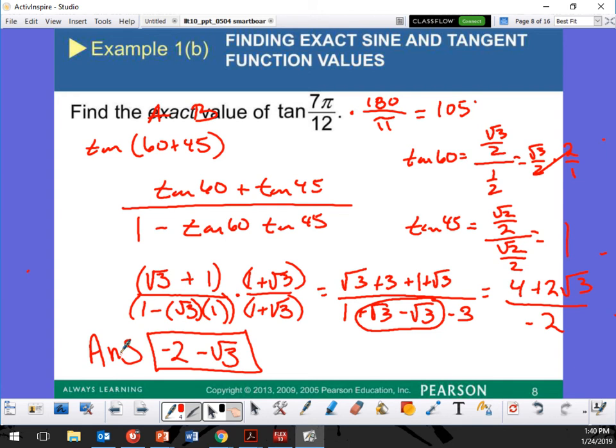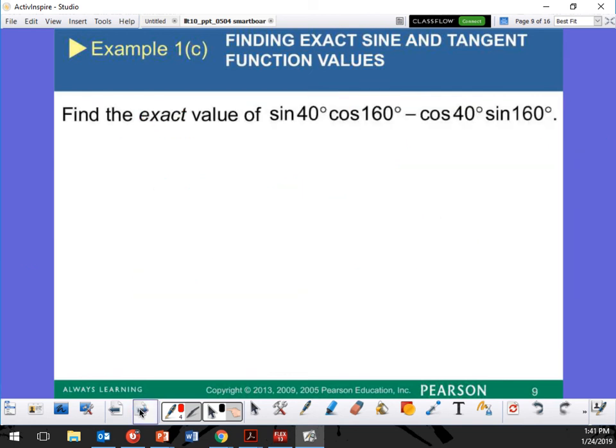Questions on that? Hopefully it's not too bad. So I think I still have to do one more here. Okay, so now, right here. Find the exact value of this. Now, this is the expanded form. What are my 2 numbers? What is my A number? 40. What is the B number?